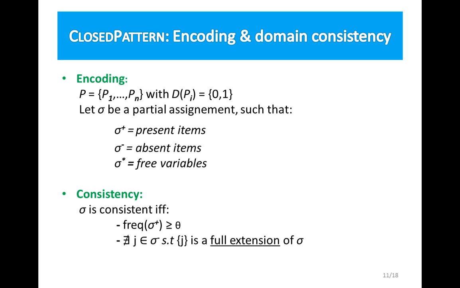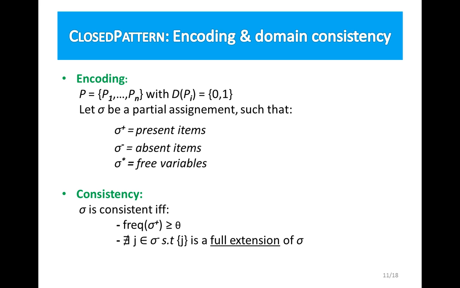Our model is based on a set of Boolean variables representing items. A partial assignment can be partitioned into three subsets. The first one, sigma plus, represents the variables assigned to 1, so present items. The second one represents variables assigned to 0, so absent items. And the last one, sigma star, represents not assigned variables, so free variables.